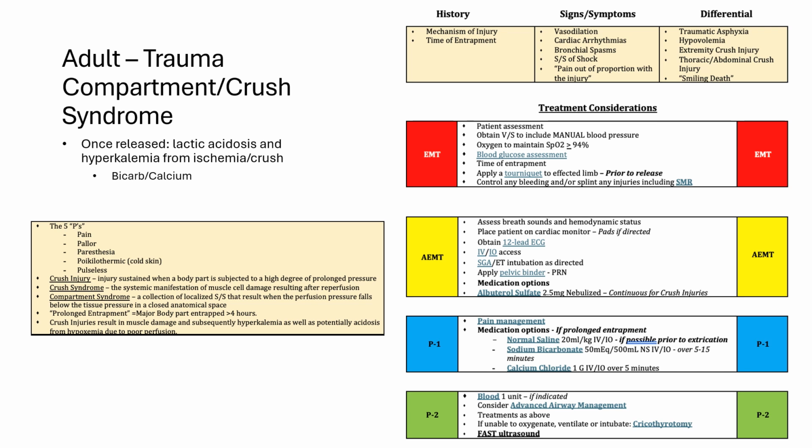Trauma, compartment crush syndrome. This is a new one that we have. Couple things about this. Apply a tourniquet to the affected limb prior to release. So if someone's got their whole arm stuck in a grinder and you're about to get them out, put the tourniquet on right before you get them out. Why? What's going to happen?